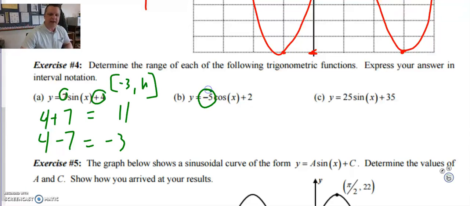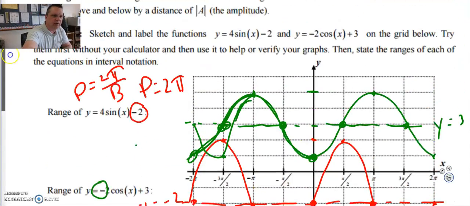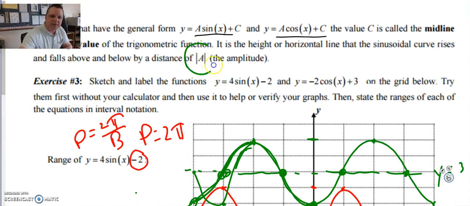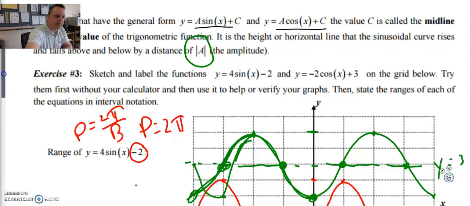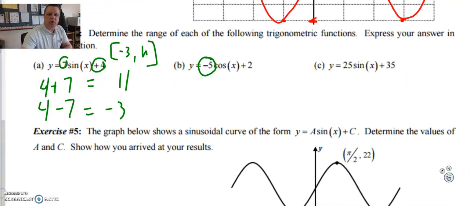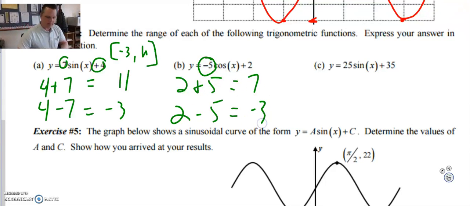Now, this negative 5 in part B, that just tells you where it starts. So when you look up at the top here, where was it? The absolute value of A is your amplitude. So we have 2 is our midline, plus 5, minus 5, 7, negative 3. So therefore it is negative 3, 7.